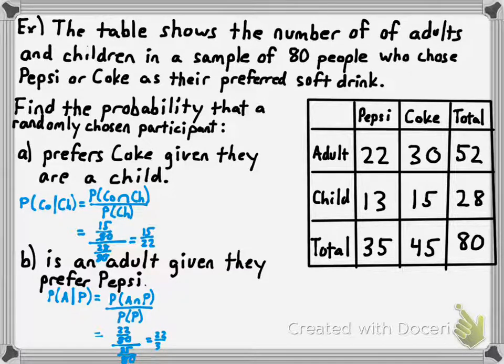Okay, so you now know the formula for calculating conditional probabilities. And, well, hopefully the couple of examples have helped you learn how to use it as well.